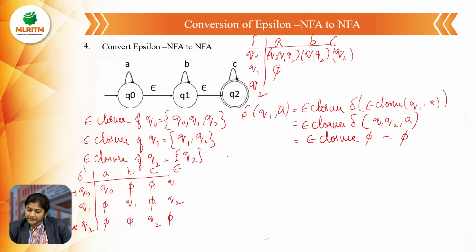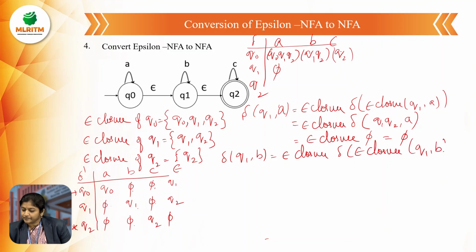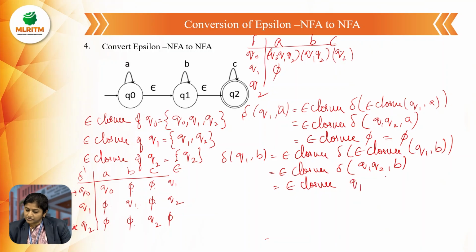Next, delta of q1 on B, that is epsilon closure of delta of epsilon closure of q1 on B. Epsilon closure of q1 is q1, q2 on B. Transition of q1 on B is q1, q2 on B is null, so only q1. Epsilon closure of q1 is q1, q2. So you write q1, q2. Here also I'll write q1, q2.